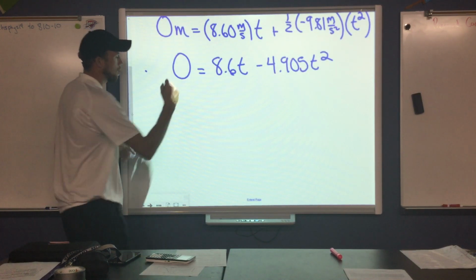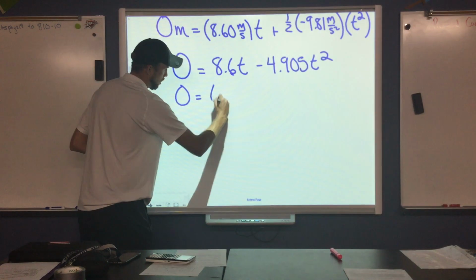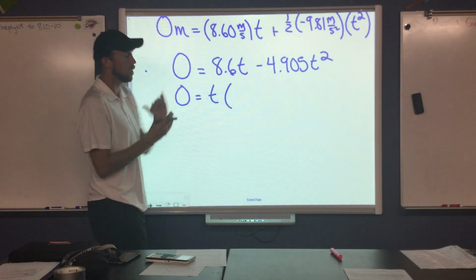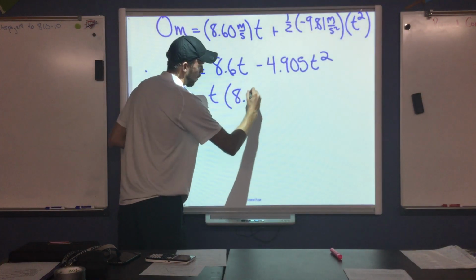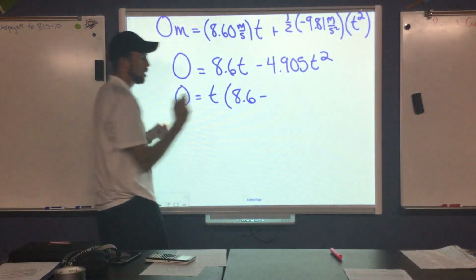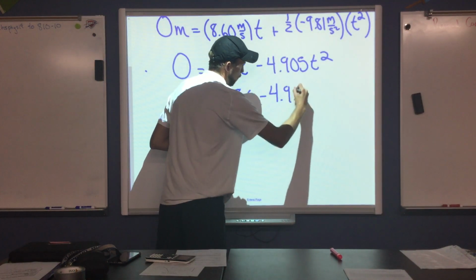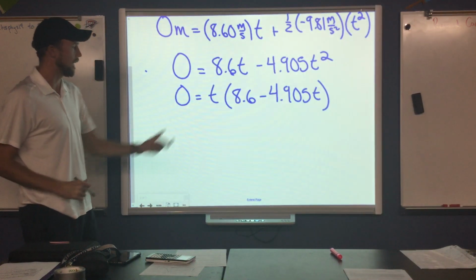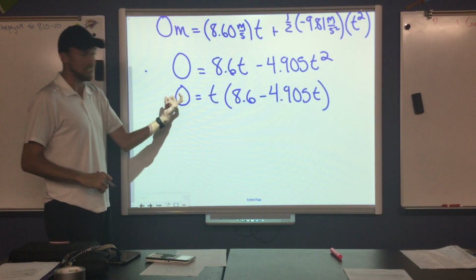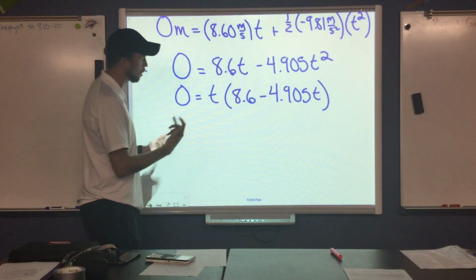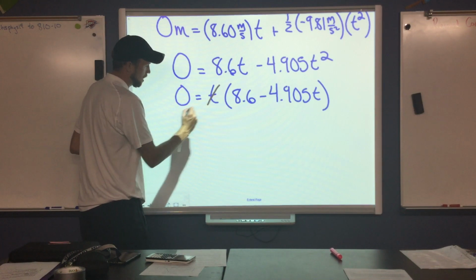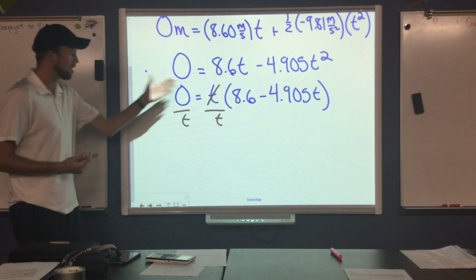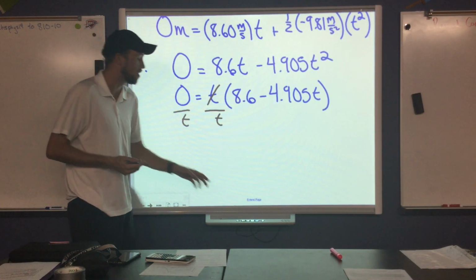So what we've done in class is we've said 0 is equal to t, which we can factor out because we have a t in both parts of our equation on the right, times 8.6, because I'm pulling out one of those t variables, minus 4.905 multiplied by t. And then we can simply take what is inside of our parentheses and set that equal to 0. Because essentially what we can do here is divide out t on both sides of our equation, which means 0 over our time is just going to be a value of 0.